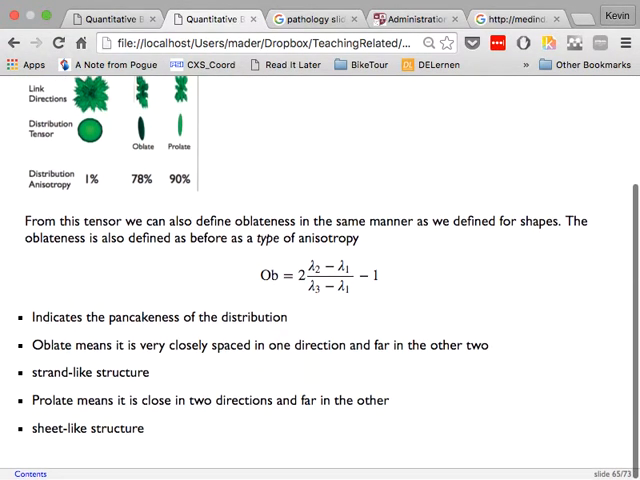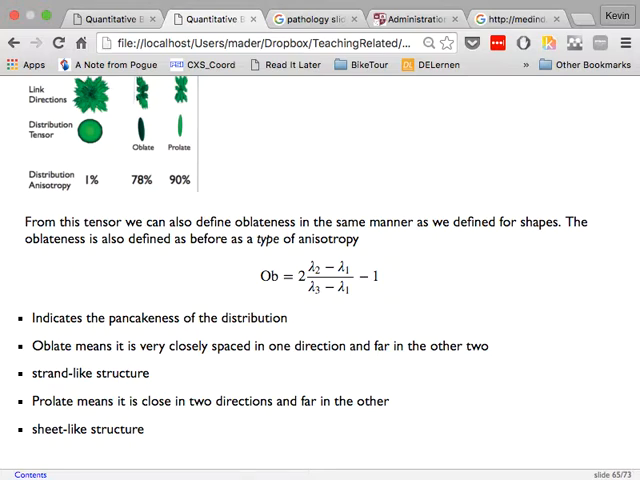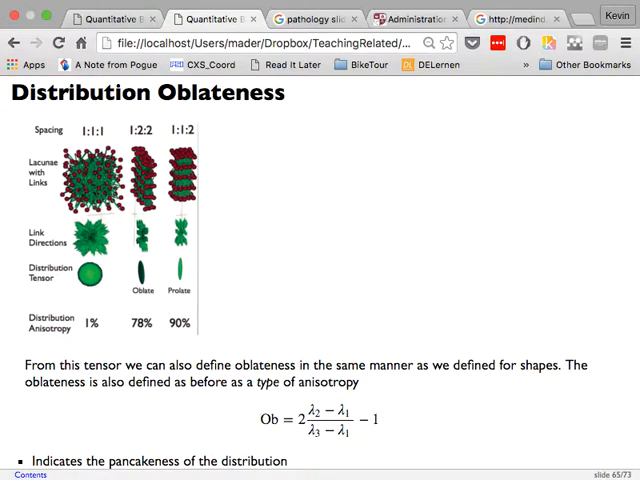So yeah, you see the oblateness is calculated the same way you calculate oblateness for the shape tensor, and it tells you if it's more strand-like or more sheet-like. And so it helps you extract that kind of meaning from your data.